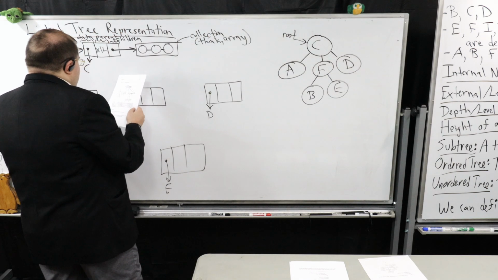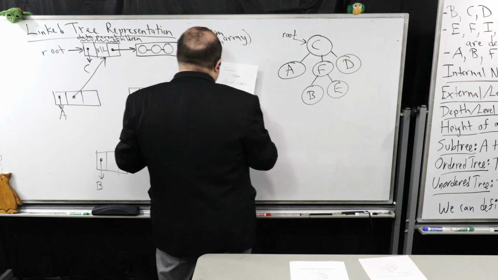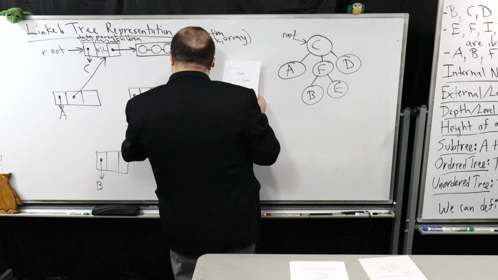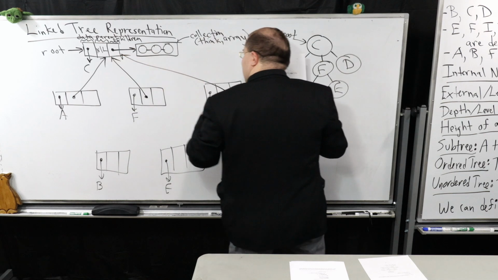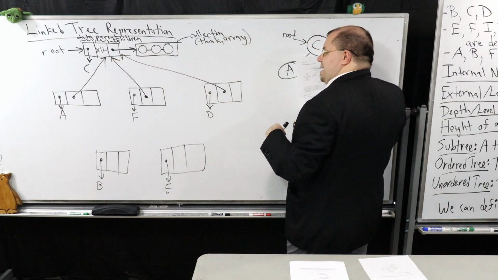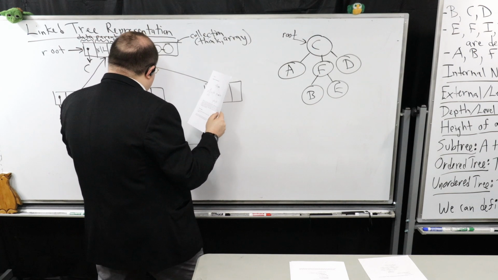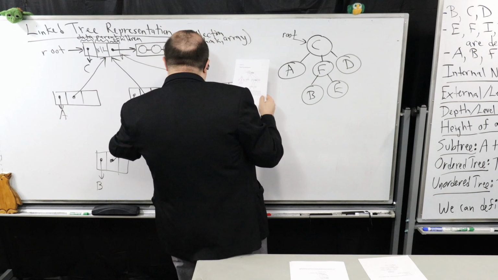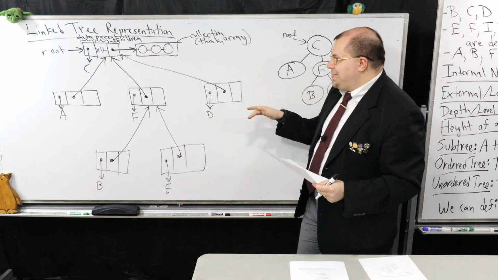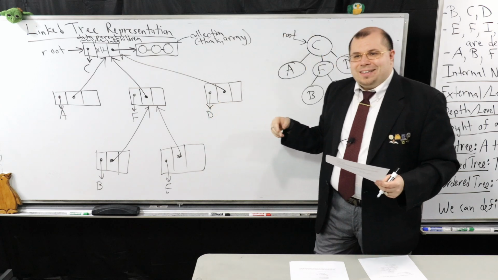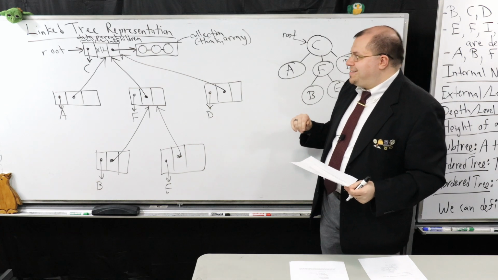So let me draw in the parents. We know that A's parent is the root here, which is C. The parent of F is this node too, which is also the one that contains C. Likewise, the parent of B's node is F, and the parent of E's node is F. So far, we're doing okay. I've just filled in the parent attributes so far. Are we doing okay so far? Any questions so far? I still have to put the children in.